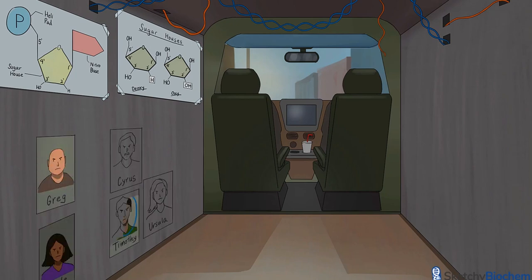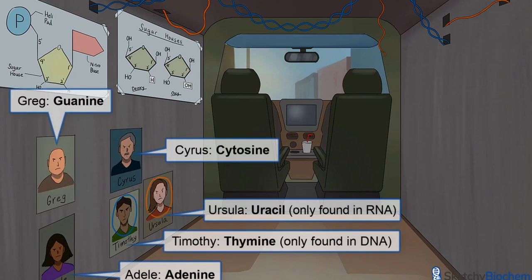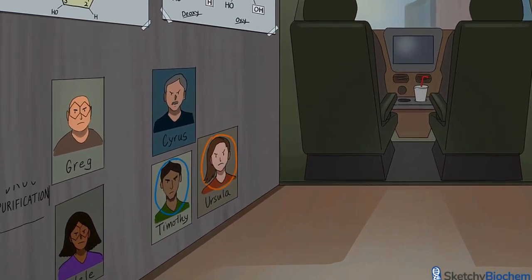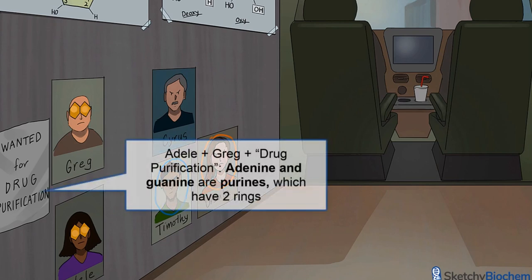Now it's time to meet the Nitro Gang, which consists of 5 members: adenine, guanine, cytosine, thymine, and uracil. Adele, Greg, Cyrus, Timothy, and Ursula. Adele and Greg are wanted for drug purification. The word purification sounds a lot like purine. Adele and Greg are wearing gold-colored sunglasses, which look like a 2-ringed purine.